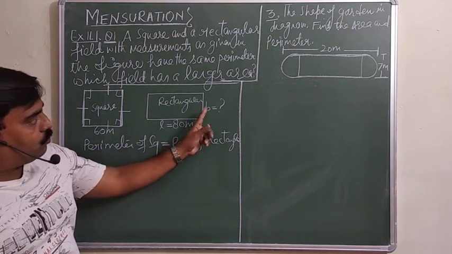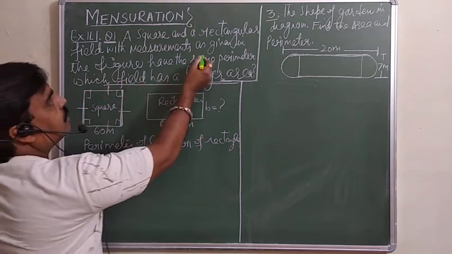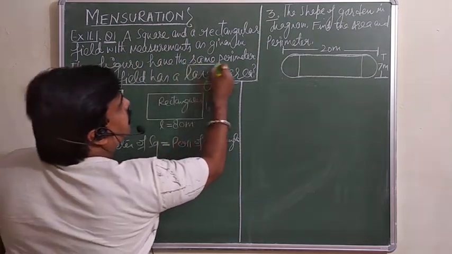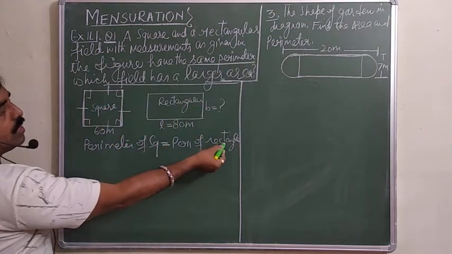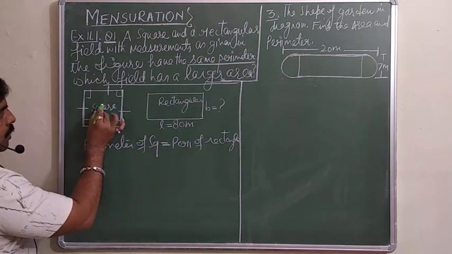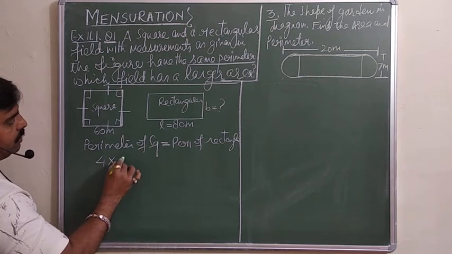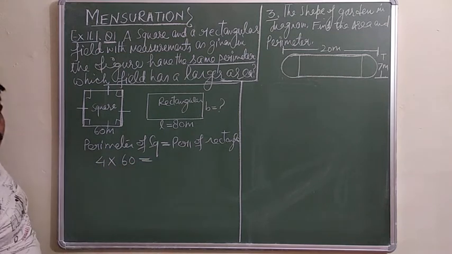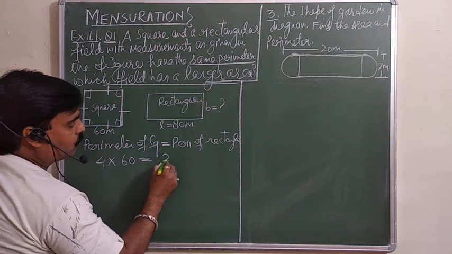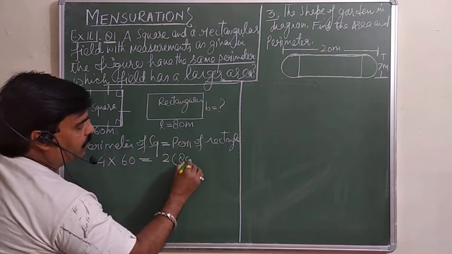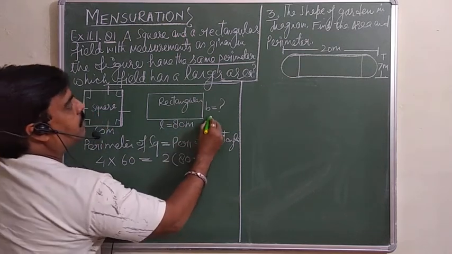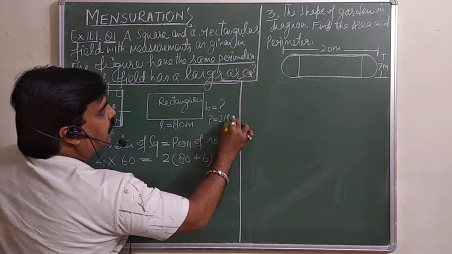So to find the breadth here, हमको क्या दिया हुआ है? This is already given. They have the same perimeter. The perimeter of the square is already given, and the perimeter of this rectangle. तो perimeter of square क्या होगा? 4 into side, that is 60. Directly I'm doing 4 into side. Perimeter of rectangle क्या होता है? 2 into length plus breadth. Because the perimeter of a rectangle होता है 2(l plus b).